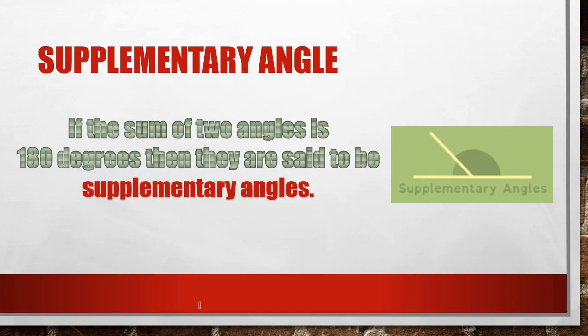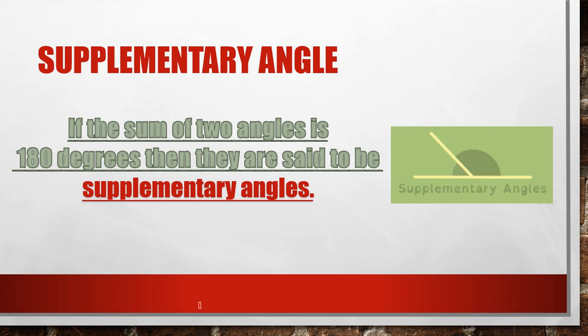Supplementary angle. If the sum of two angles is 180 degrees, then they are said to be supplementary angles. We already know that a straight angle is 180 degrees. It's like a straight angle. And we have two angles here, one here and the other here. The sum of these two angles equals 180 degrees. So they are supplementary angles.